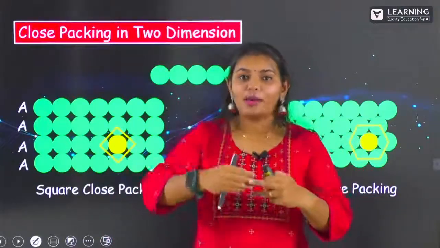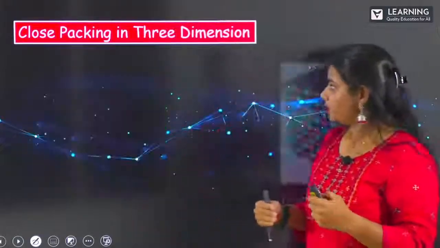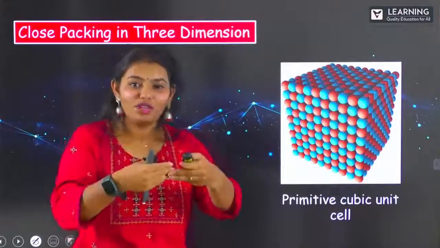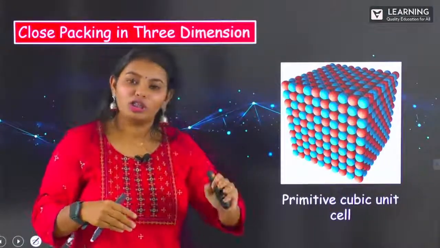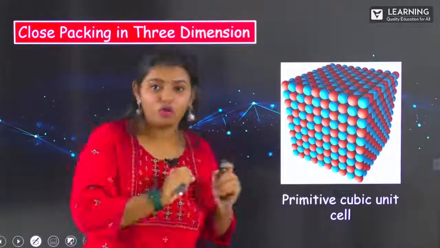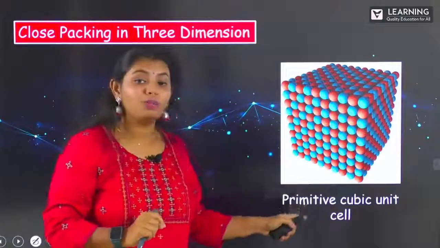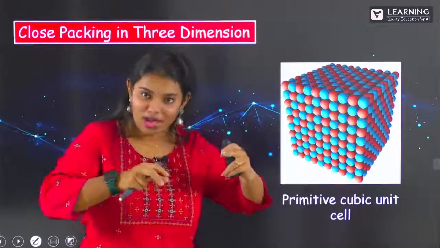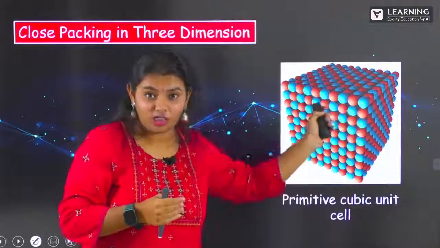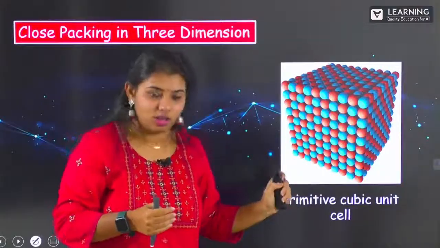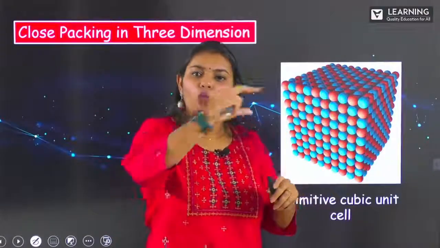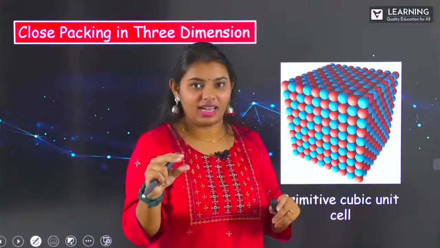Now we will go from 2-dimension to 3-dimension. In 3-dimension, there are again 2 possibilities because we have to get it from 2-dimension only, right? In 2-dimension, we saw square close packing and we saw hexagonal close packing. From square close packing, what will we get? We will get a primitive cubic unit cell. The square close pack structures are arranged one above the other, one next to each other, and we get this kind of arrangement. This is a square close packing arrangement. In the same way, because it is similar, the arrangement is not changing at all. One layer just below that, the second layer is placed the same way.